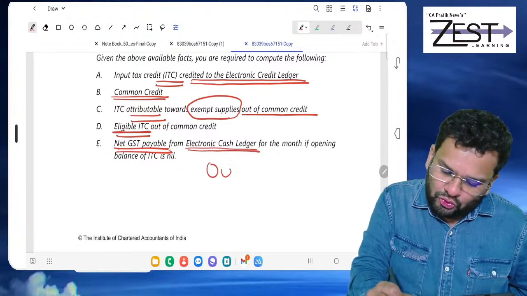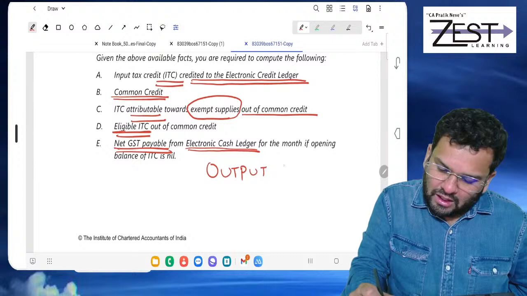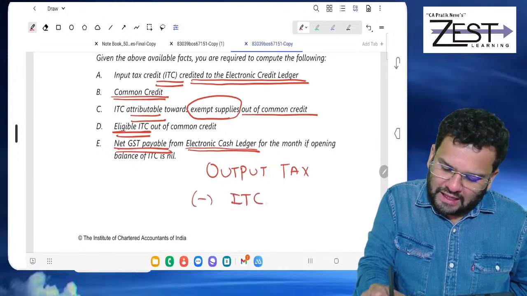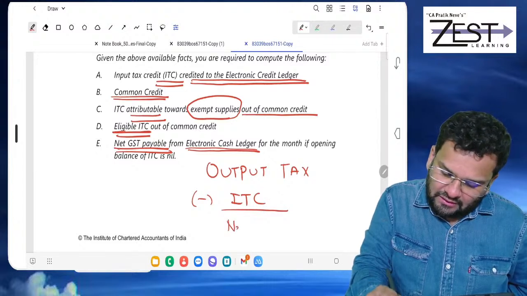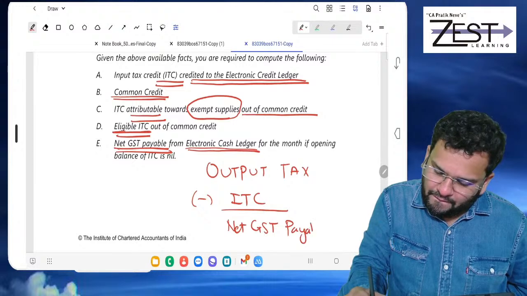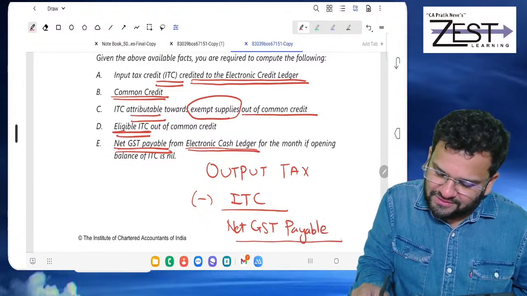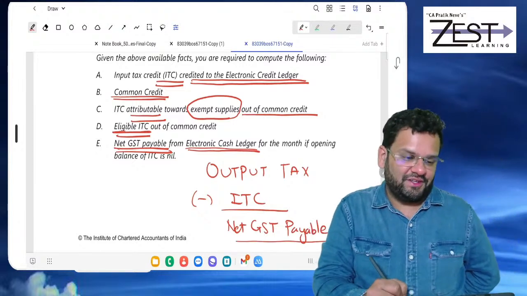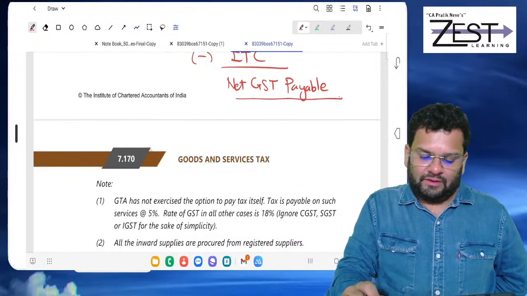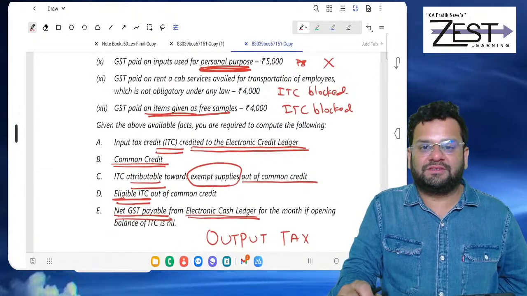That is, we have to do output tax minus input tax credit and get net GST payable. Will we be able to do this? Of course, we have to do this. Clear all of you? What is the question asked?